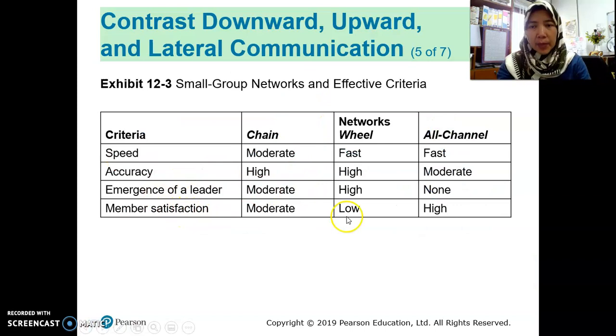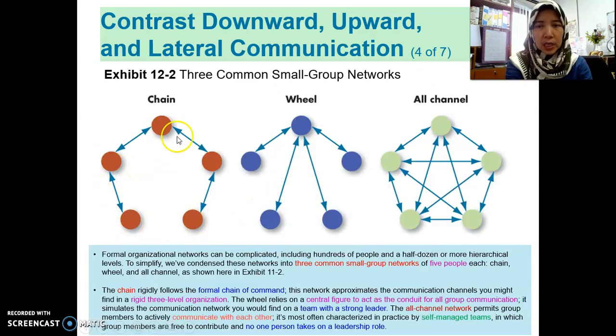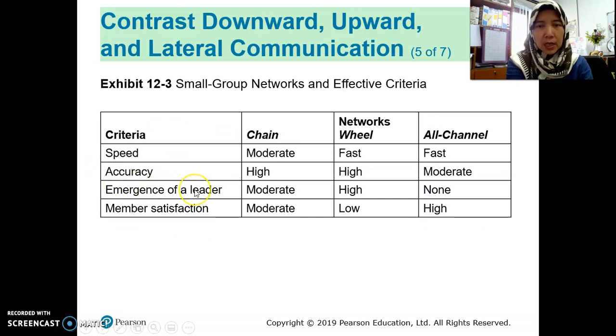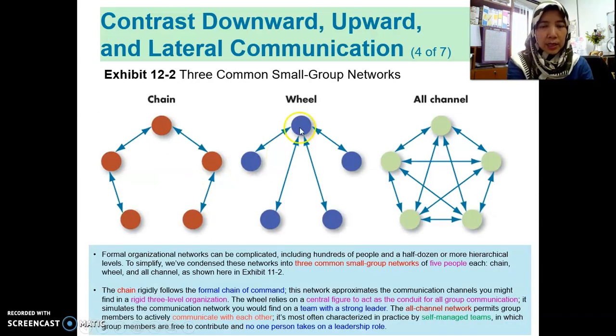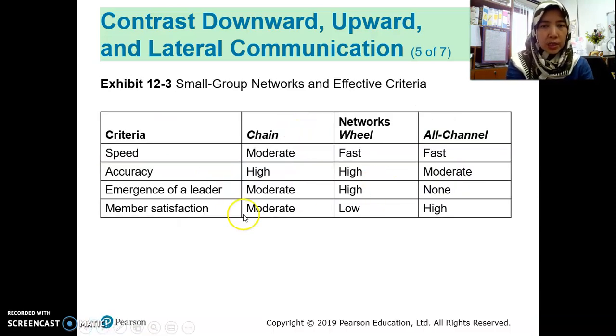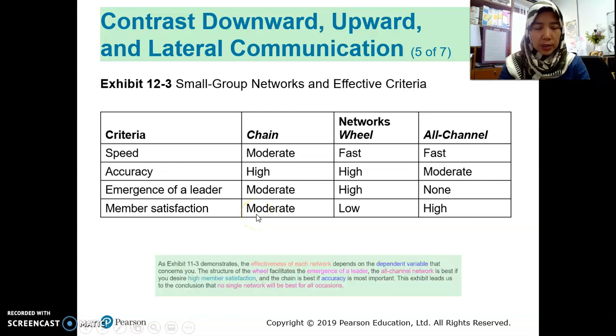Of course, here the focus is on the leader. And member satisfaction, all channel has high satisfaction because all members participate and interact. This one is focused rigidly, but at least the members are not really dominated by the leader. This one is more dominated by the leader. So you can see there is high satisfaction for all channel, and chains receive moderate satisfaction.